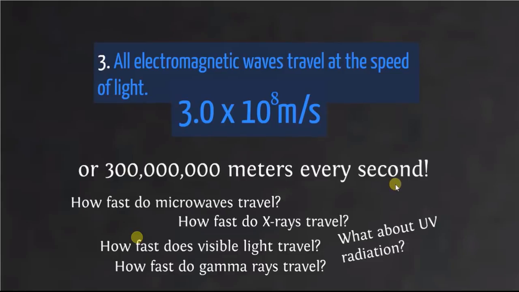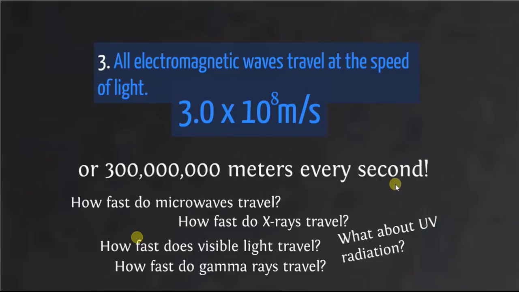Right, so all electromagnetic waves travel at the same speed. They all travel at the speed of light, which is really, really, really fast. It's 300 million meters every single second. So if I were to ask you a question like, how fast do microwaves travel? What would you say? Go ahead and just shout at the screen. I didn't hear anyone shout at the screen.